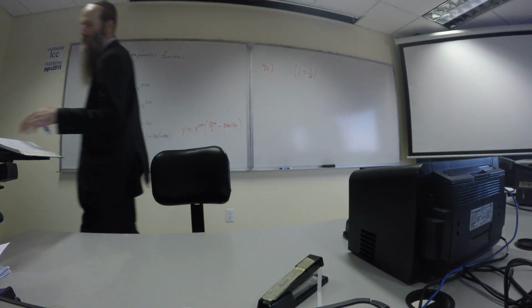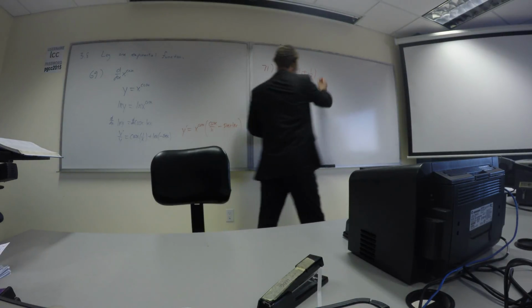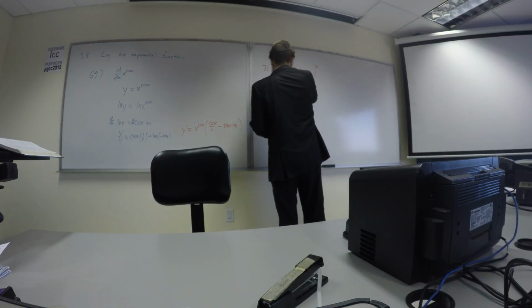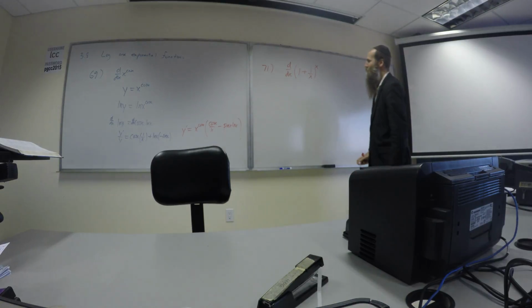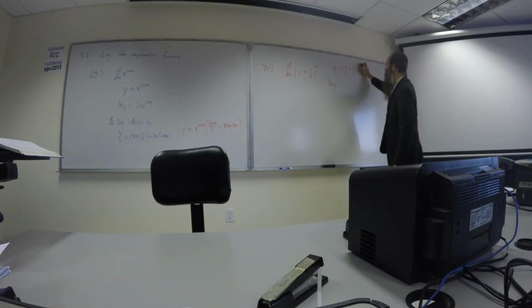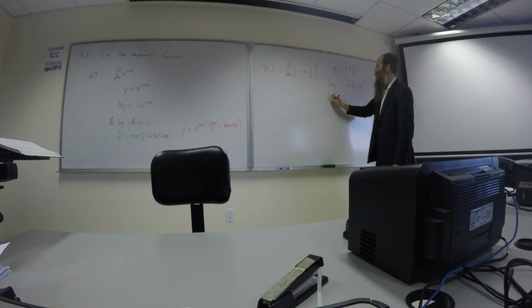You need to find this derivative. Again, start out with just writing this as the function y equals 1 plus 1 on x, to the x. Apply your natural log, simply for the sake of removing the exponential portion and bringing it down to the front as a coefficient. So ln y is x ln of 1 plus 1 on x.